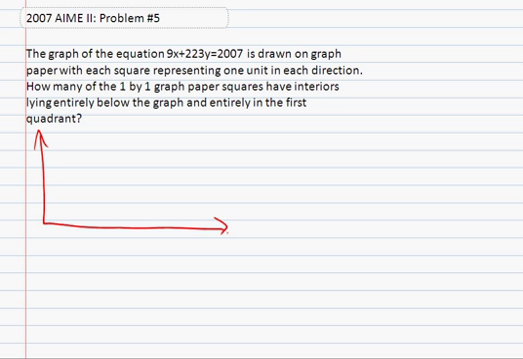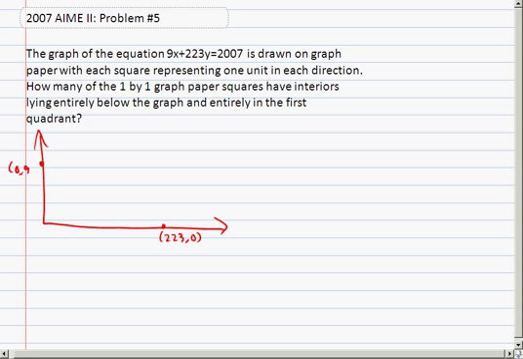And we see from the equation that the x-intercept is (223, 0), and the y-intercept is (0, 9). And so the region that we want to look at is bounded by the line, the y-axis, and the x-axis. So it's this little region right here, this triangle.